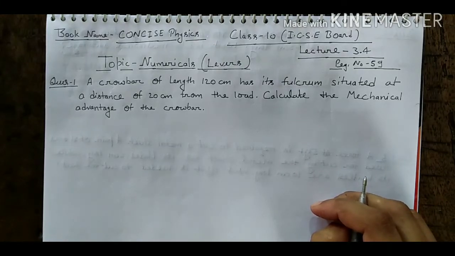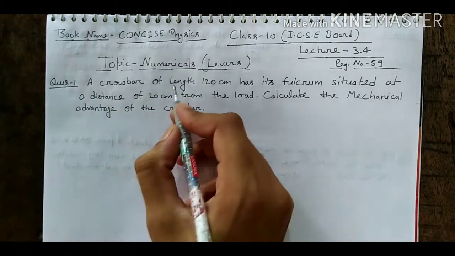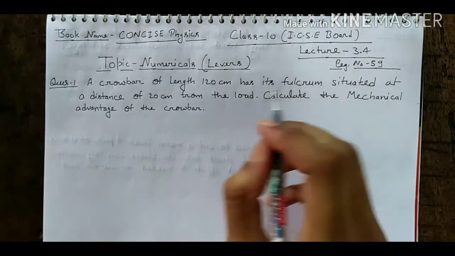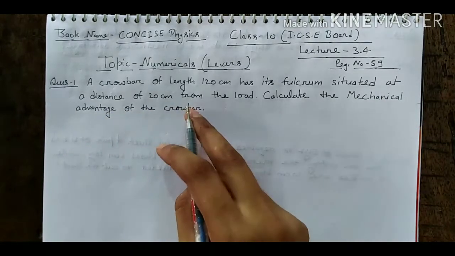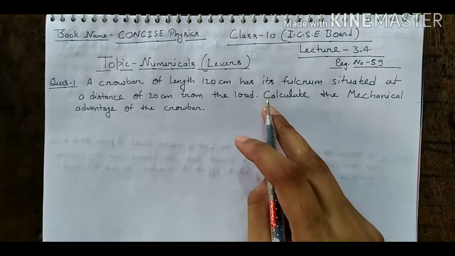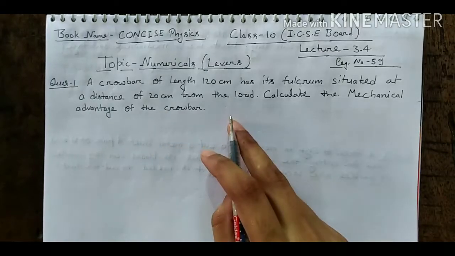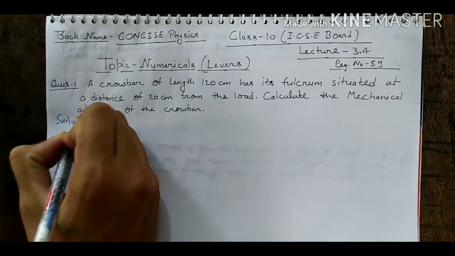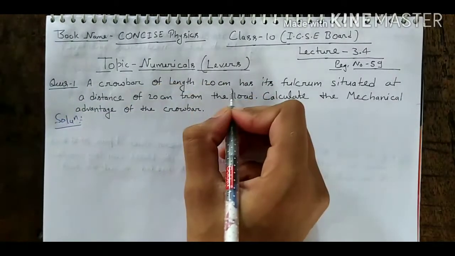Let's start the questions. First question: a crowbar of length 120 centimeter has its fulcrum situated at a distance of 20 centimeter from the load. Calculate the mechanical advantage of the crowbar. In this question, student, a crowbar is given having length 120 centimeter.